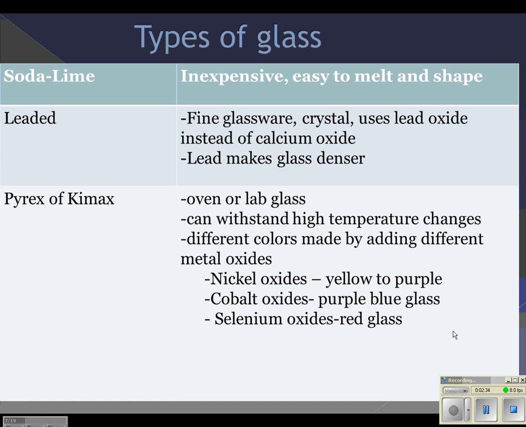Leaded glass is going to be found in fine crystal used for holidays, which uses a lead oxide instead of a calcium oxide to reduce that melting point, and the lead makes the glass much denser. It also helps give the glass a really shiny appearance. Pyrex or Kymax, we see Pyrex more often. It's used in oven or lab glass for those clear baking dishes or the beakers that you see in the lab. They can withstand really high temperature changes, and we can make the glass different colors if we add different metal oxides, such as nickel oxides will turn the glass yellow to purple, cobalt purple to blue, and selenium oxides turn it red.